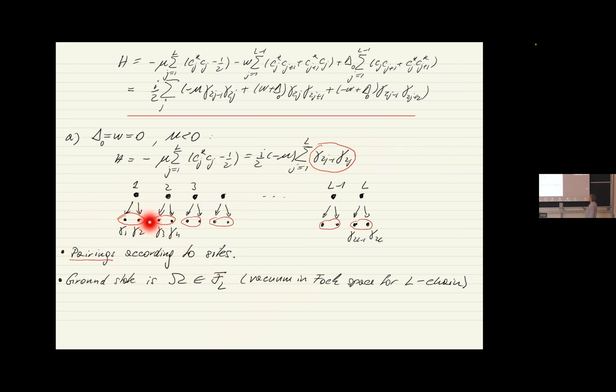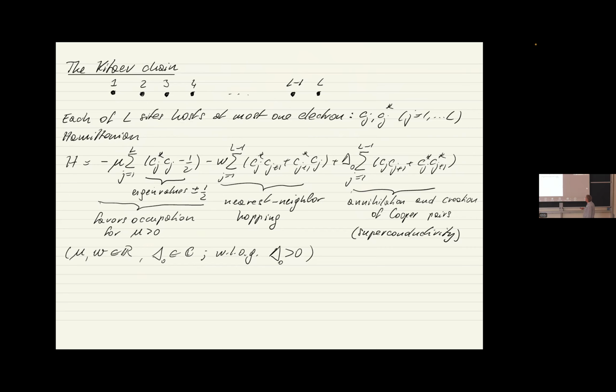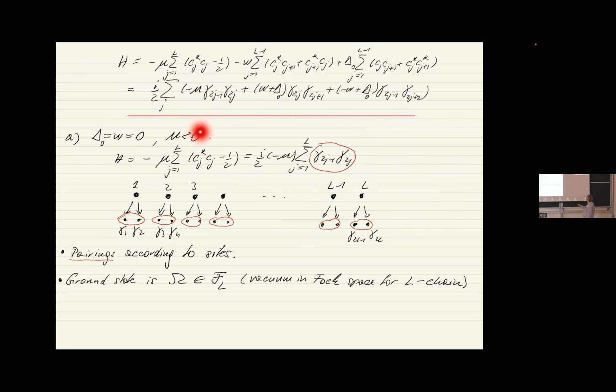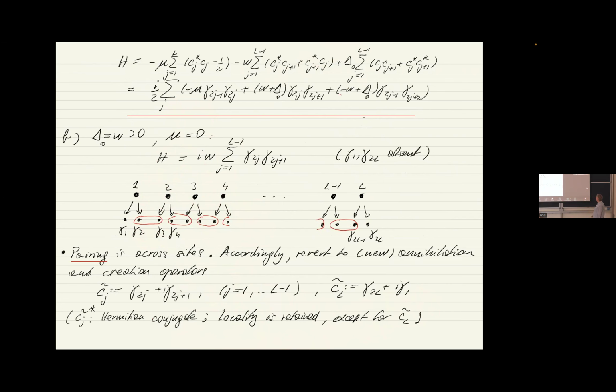And the ground state of that Hamiltonian, sorry, maybe I said it wrong. So mu positive favors occupation, right? But now I wanted mu negative, so it favors emptiness, and indeed the ground state of this thing here is the vacuum in Fock space for this L chain. Okay, that was very clear in the first case, but it will help later to know where we are in this question.